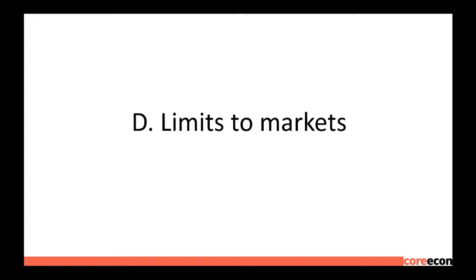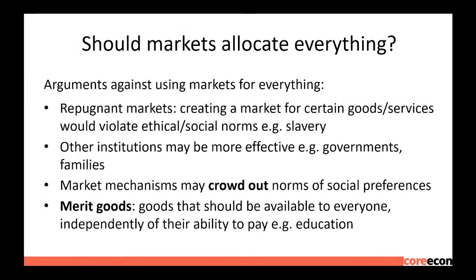Okay, let's talk about whether it is even desirable to have markets allocating certain kinds of goods and services. Should they, in other words, allocate everything that we observe? I mean, on the one hand, we have seen a rapid increase in the reach and pervasiveness of markets in our day-to-day lives compared to even a few decades ago.